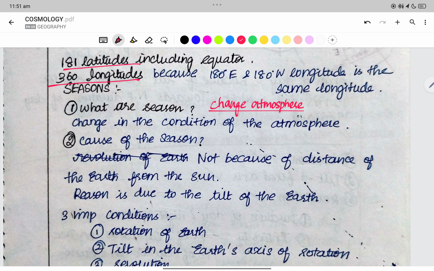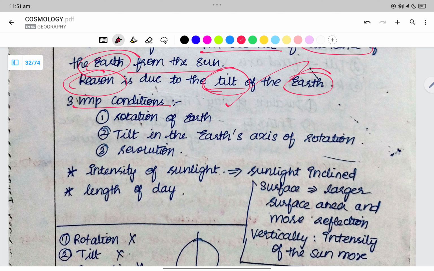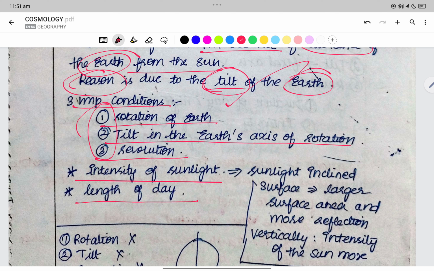Now, the cause of the season is not the distance between the sun and the earth, because the distance is almost the same. Just 3 million kilometer is very small. The reason for the seasons is the tilt of the earth, and because of the revolution, because it is revolving. But the major reason is tilt. Three important conditions: the rotation of the earth, the tilt of the earth's axis of rotation, and revolution. It is causing the variation in the length of the day and the intensity of the sun.